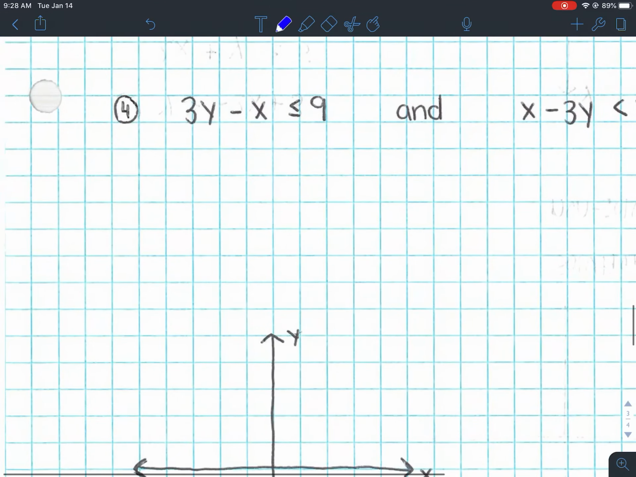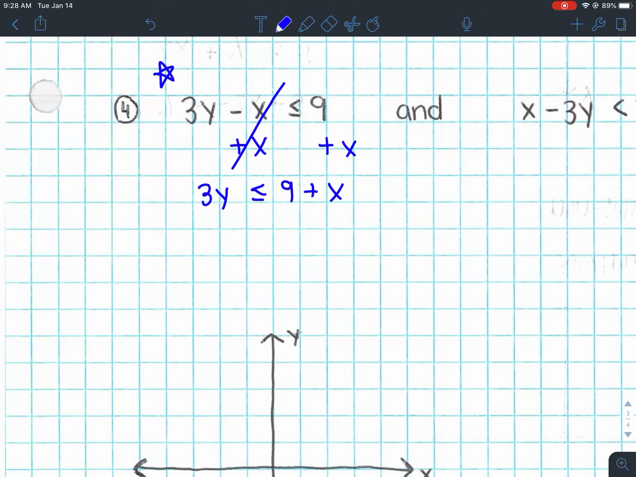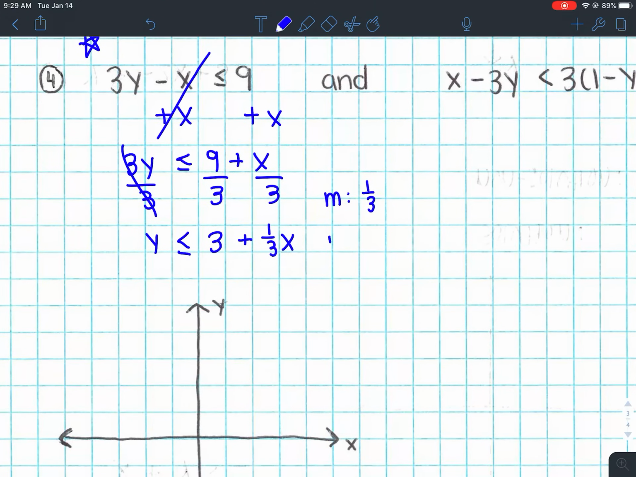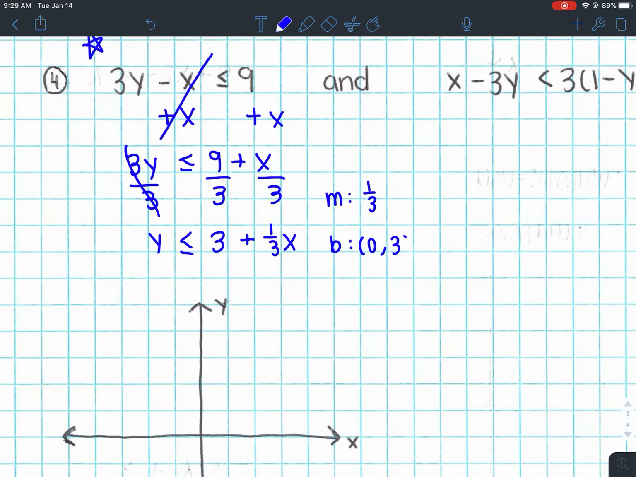All right, so in the first inequality, y is not by itself, so let's go ahead and subtract. Well, actually, we're not subtracting here, right? We want to add x to both sides. So here the order is a little bit different than what we're used to, but we're still trying to get y by itself. So 3y is less than or equal to 9 plus x. And then the next step here is divide everything by 3. So then we have y is less than or equal to 9 divided by 3 is 3. The number in front of the x is a 1, so we have positive 1/3 x. Our slope here is 1 over 3, and our y-intercept is 0, 3.